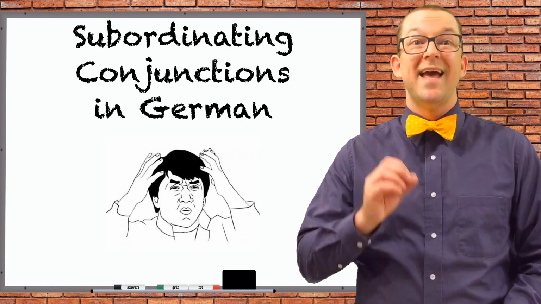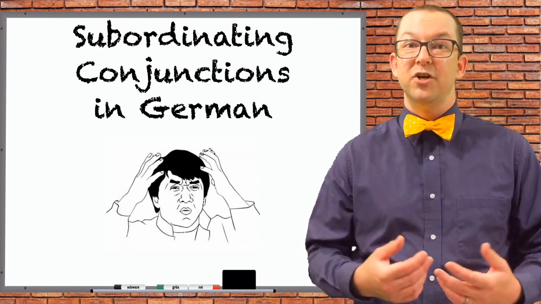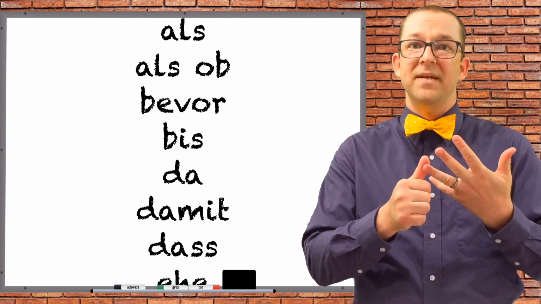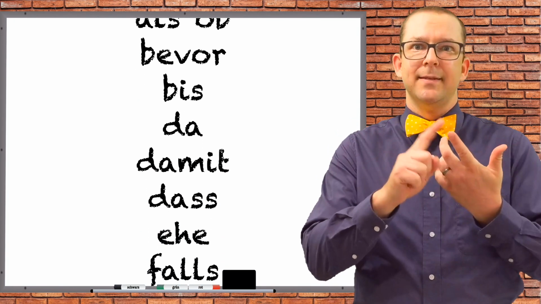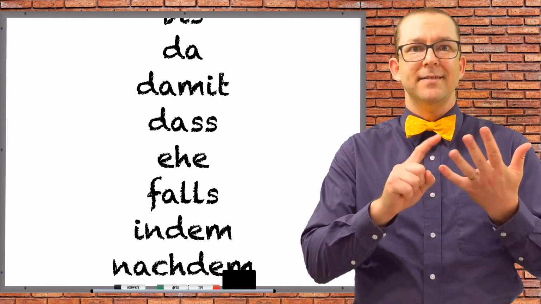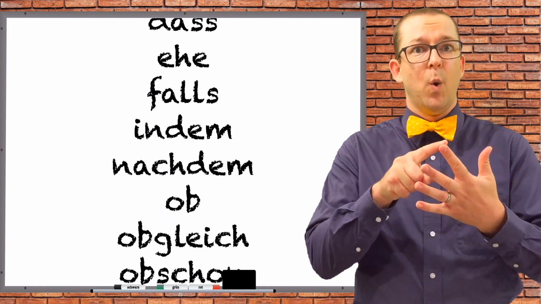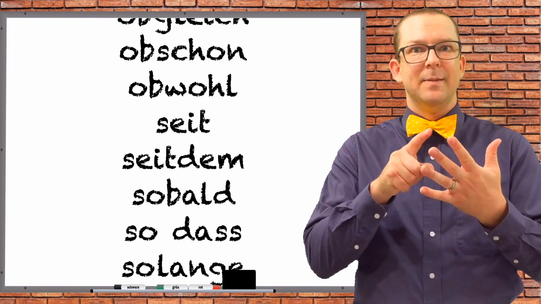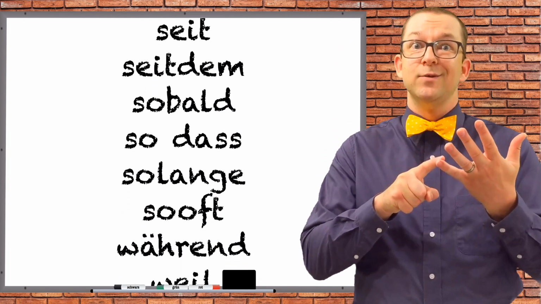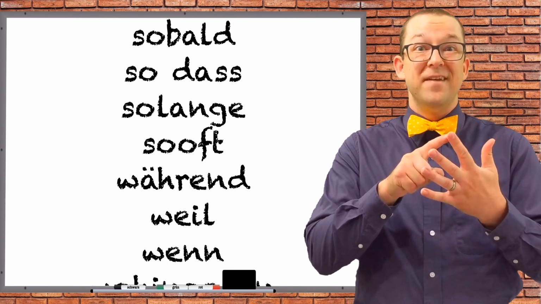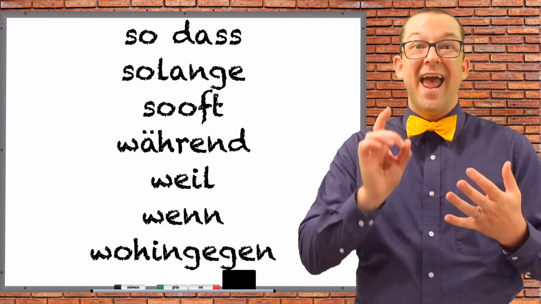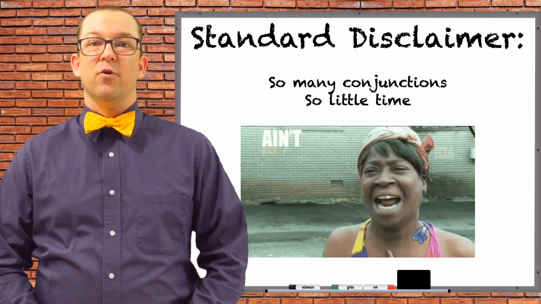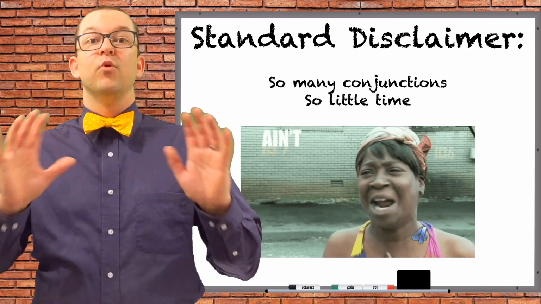I will also explain how to use each of the subordinating conjunctions, including als ob, bevor, bis, da, damit, dass, falls, indem, nachdem, ob, obgleich, obschon, obwohl, seit, seitdem, sobald, so dass, solange, sooft, während, weil, wenn, and wohingegen. Due to the large number of conjunctions in this category, this video will explain each one in broad strokes.